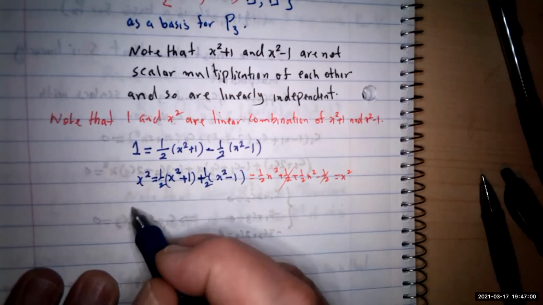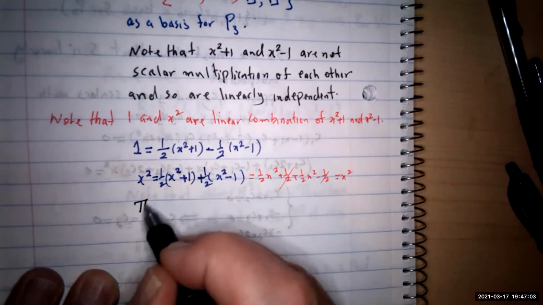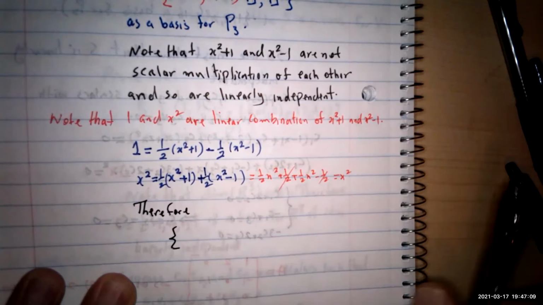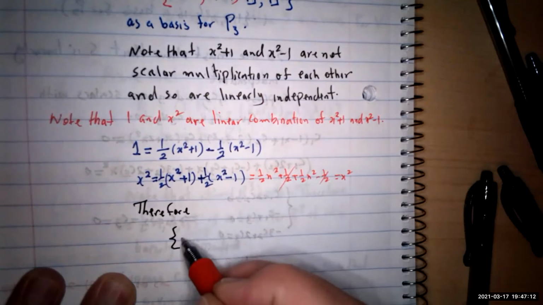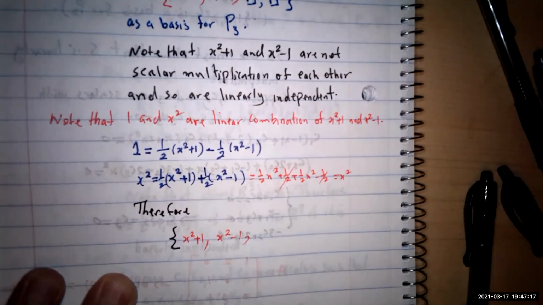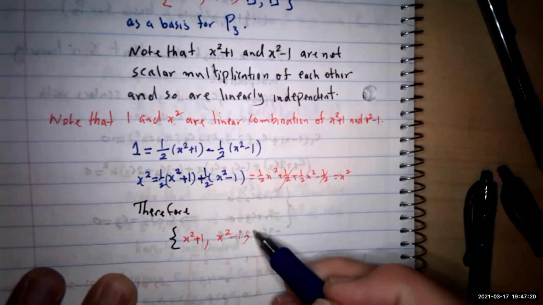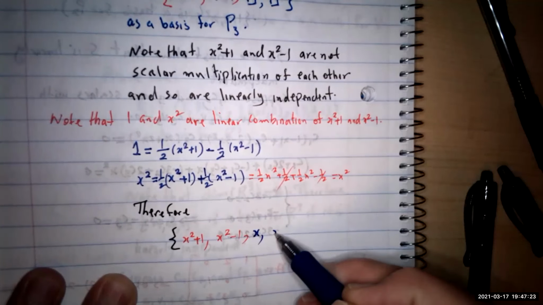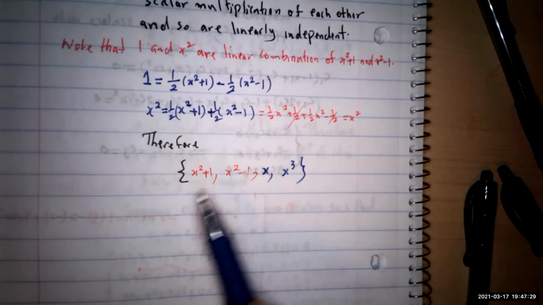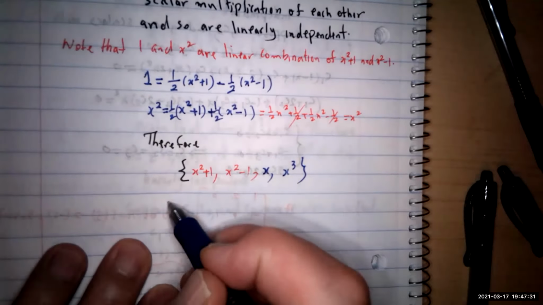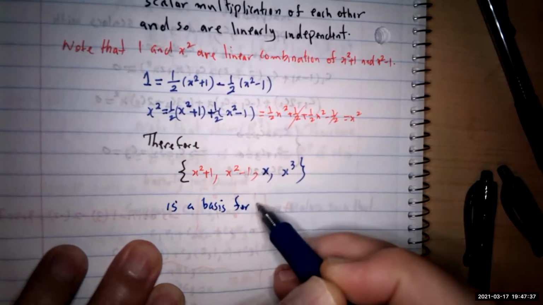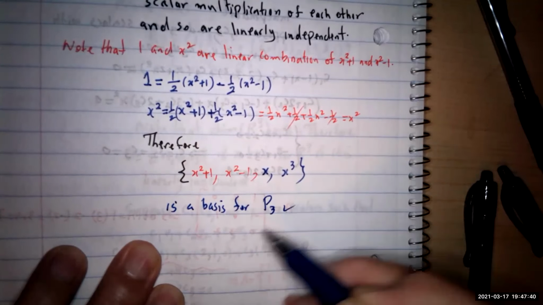Therefore, this is x squared plus 1, and this is x squared minus 1. Then what you do is join the other two here. You join the x and you join the x cubed. Because x is not a linear combination of these two, nor is x cubed, this is going to be a basis for P3. It's just a unique problem.